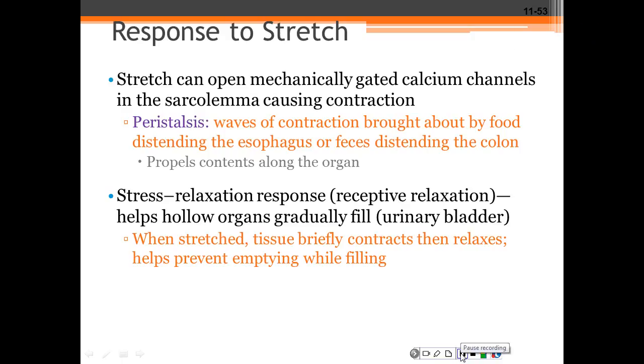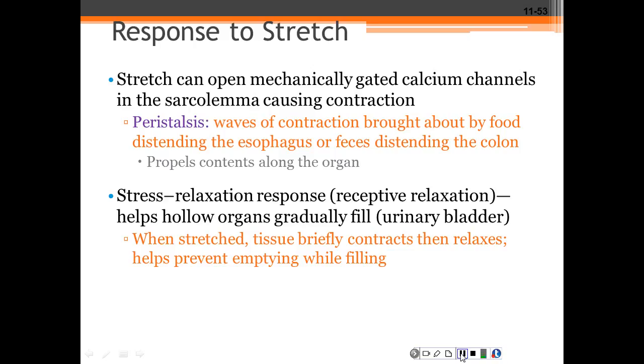Okay, so stretch alone sometimes causes smooth muscle to contract. Now, distension of the esophagus with food or the colon with feces causes a wave of contraction called peristalsis. Smooth muscle also exhibits a reaction called stress relaxation or receptive relaxation response. When it's stretched, it briefly contracts and resists, but then it relaxes. This response allows hollow organs such as the urinary bladder to fill without the smooth muscle in the walls expelling the contents immediately.